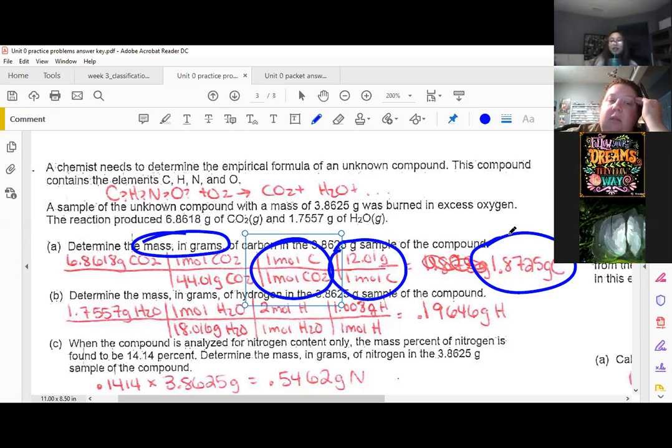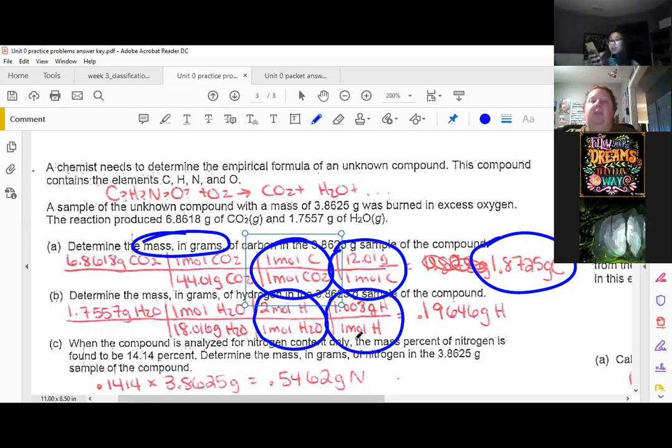And then in B, doing the same thing for the hydrogen. We start with the mass of water, convert it into moles of water. Every mole of water has 2 moles of hydrogen. And then again, to get that back to grams, now we're just talking about individual hydrogens and not the water. So the mass is 1.008, and that'll give us the mass of hydrogen.